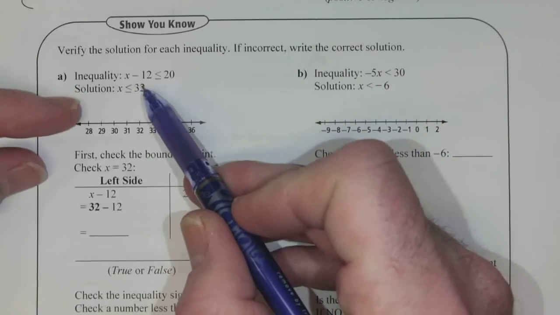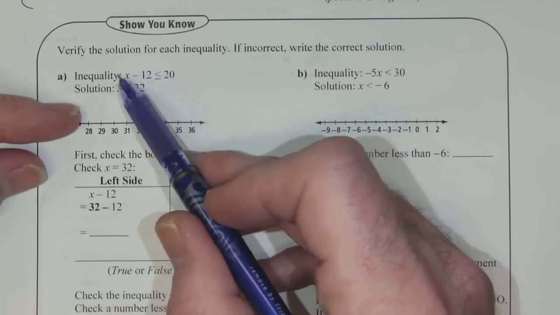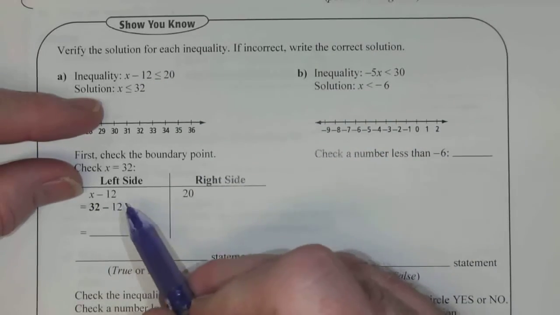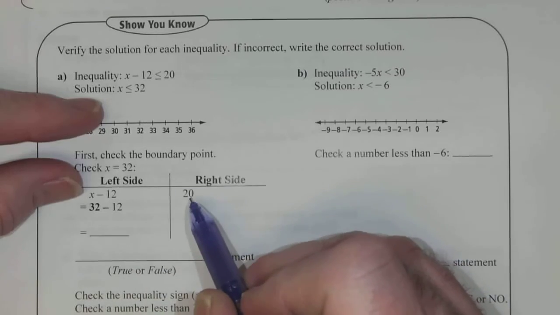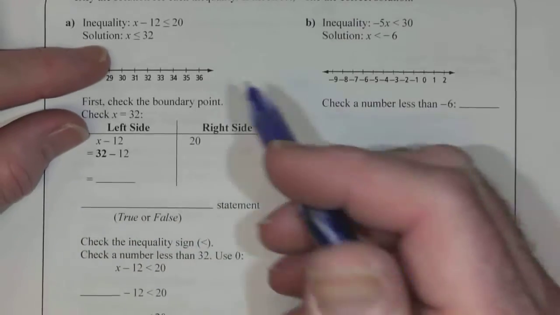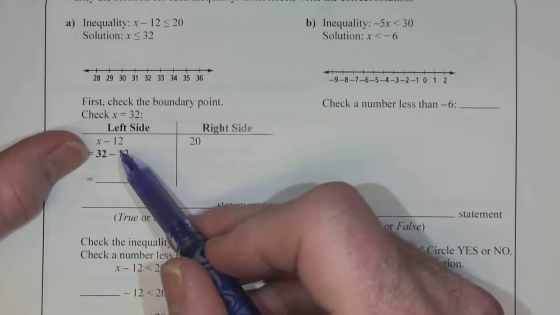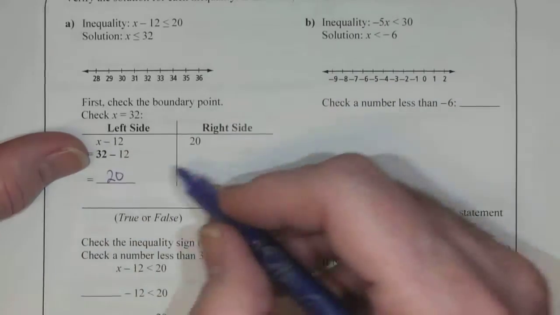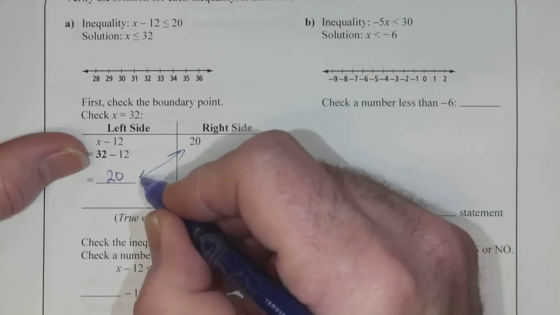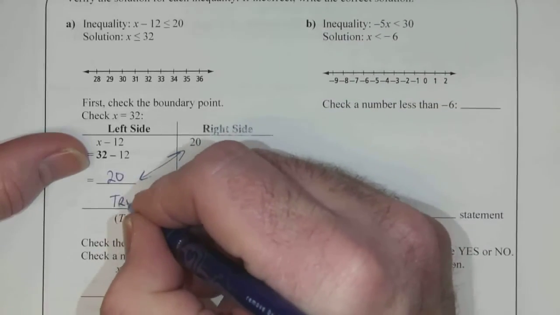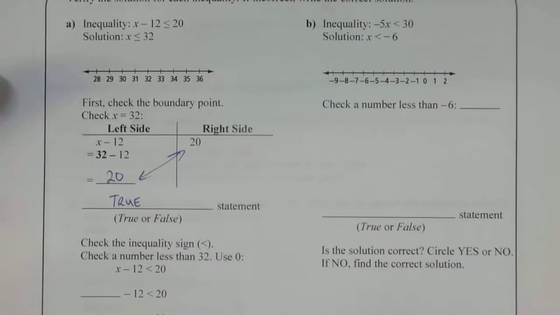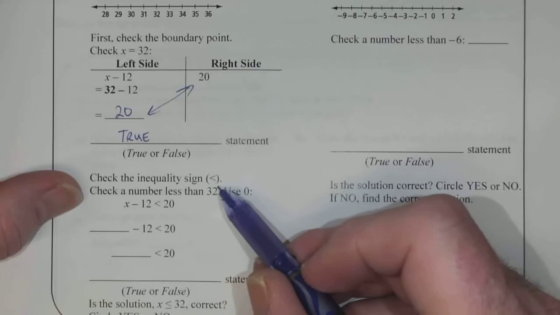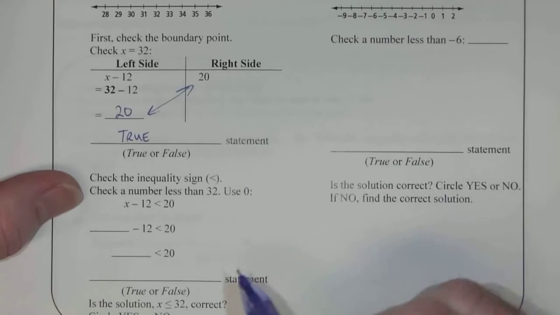So we're going to substitute our boundary point of 32 in for x in the original inequality and see what happens. So the left side was x minus 12, right side is 20. Let's substitute 32 in. So 32 minus 12 becomes 20. And left side and right side match. So we've got a true statement. So our boundary point is correct.